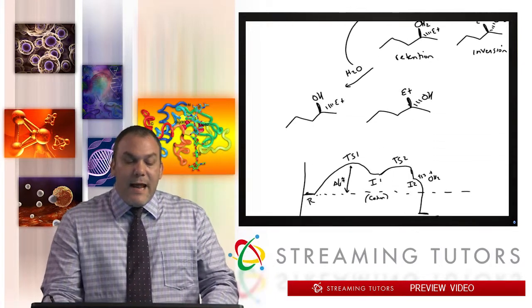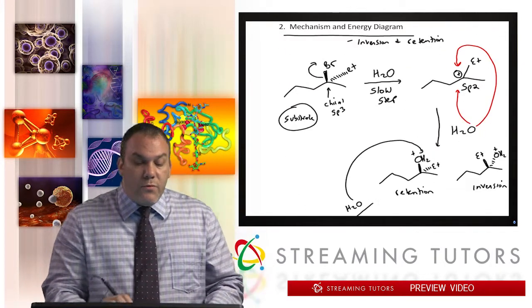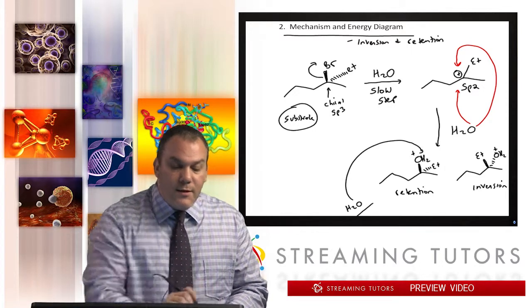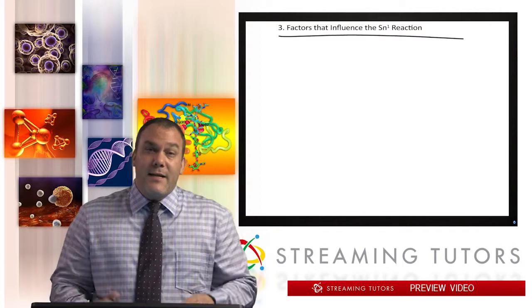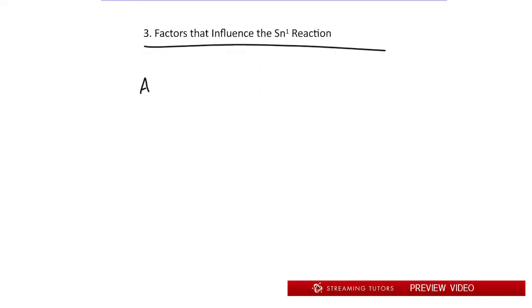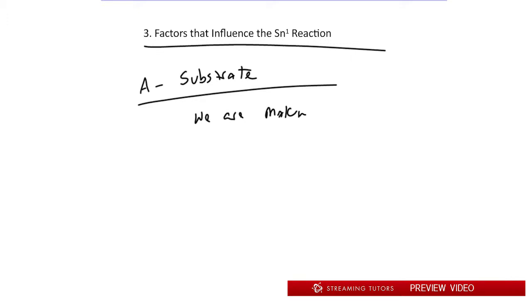Okay. Now, what we're going to do next is we're going to go through the details just the same as we did with SN2. But what we're going to find is, like I said, it's a lot easier to go through. So the first one, A, let's talk about the substrate. Now, this one's actually an important one. Now, for the substrate, we are making a carbocation. This is extremely important.